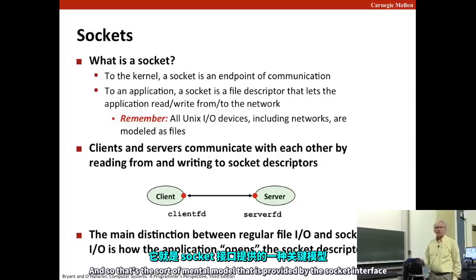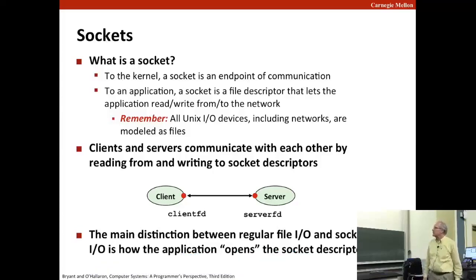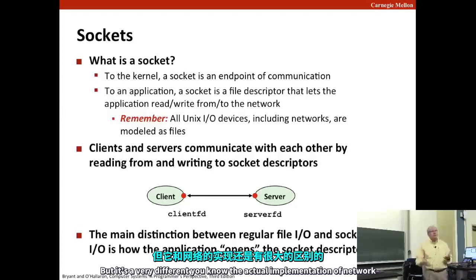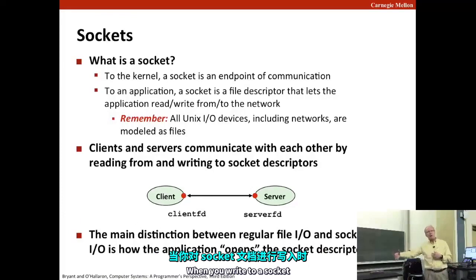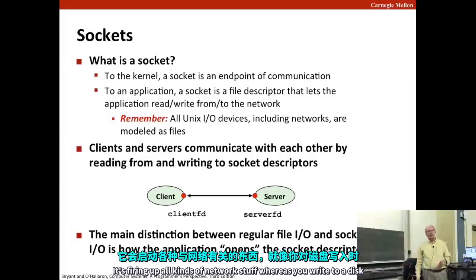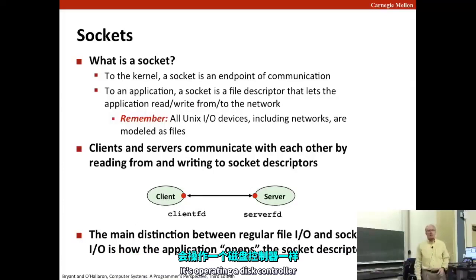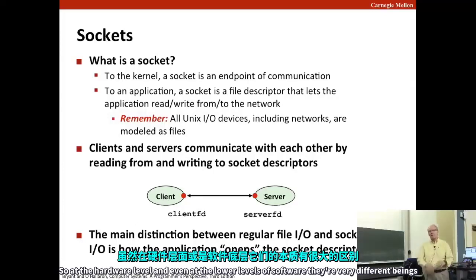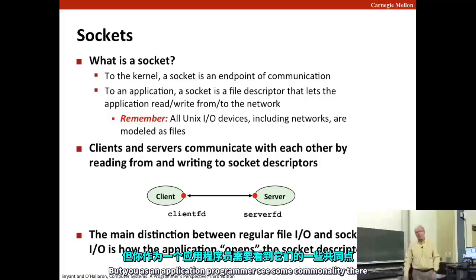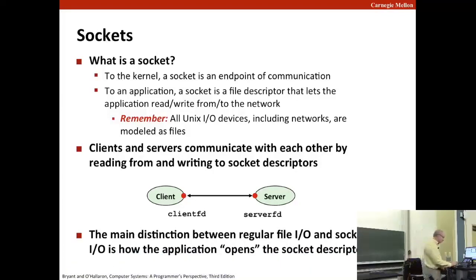And so that's the sort of mental model that is provided by the socket interface. But the actual implementation of a network is very different. When you write to a socket, it's firing up all kinds of network stuff, whereas when you write to a disk, it's operating a disk controller. So at the hardware level and even at the lower levels of software, they're very different beasts. But you as an application programmer see some commonality there.